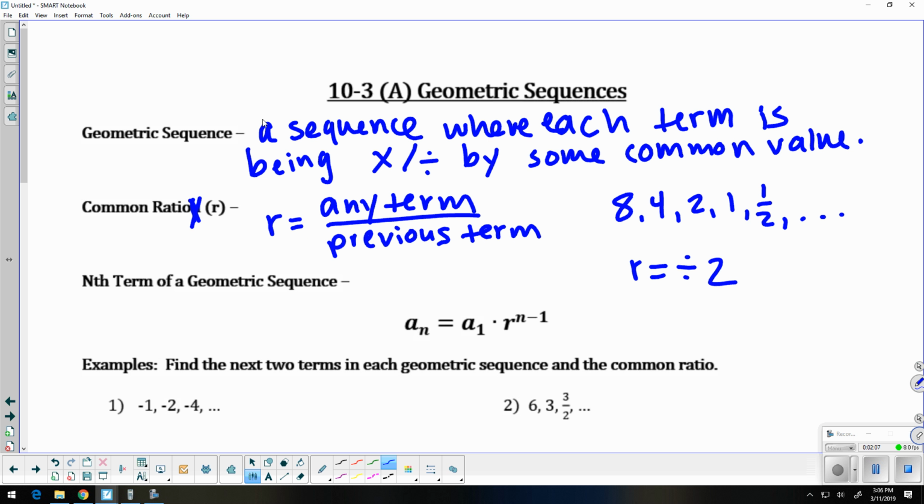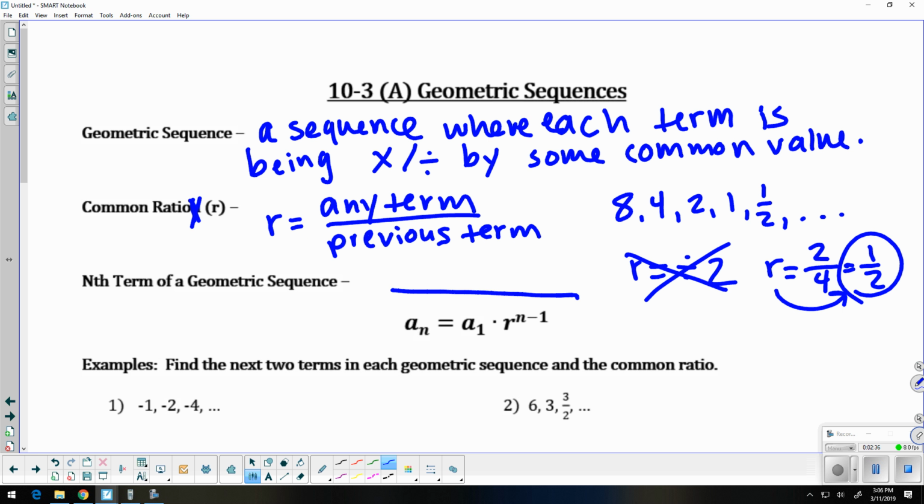So not only are you dividing by 2, but if you're actually solving for R, take any term out of the sequence, like 2 for instance, and divide it by its previous term, which would be 4, which is obviously 1/2. Dividing by 2 is the same thing as multiplying by a half. But the more preferred answer is what we want to see: if you had to solve for R, you want to say that R is a half, not that R equals divide by 2. So don't do that.